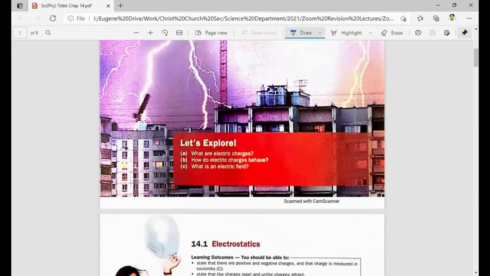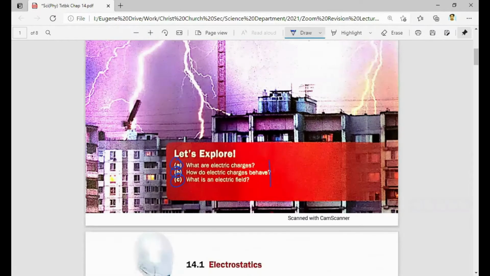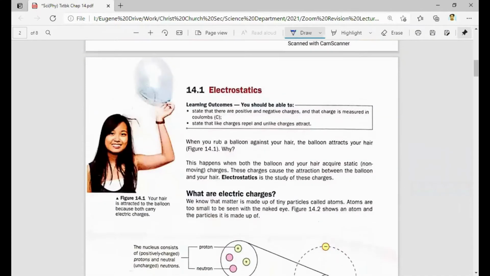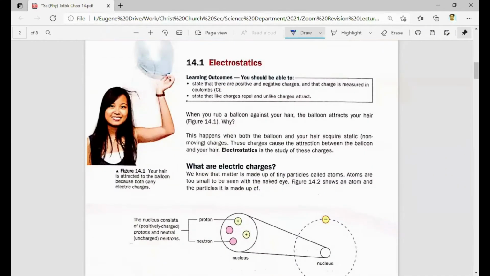Okay, so in this chapter, we're going to learn what electric charges are, how the charges behave, and what an electric field is. These are the three main things that we're going to look into in more detail. So let's start off first with electrostatics. First, we're going to state that there are positive and negative charges, and charges are measured in what we call coulombs. Also, like charges repel and unlike charges attract. These are the two main things we'll be covering in 14.1.